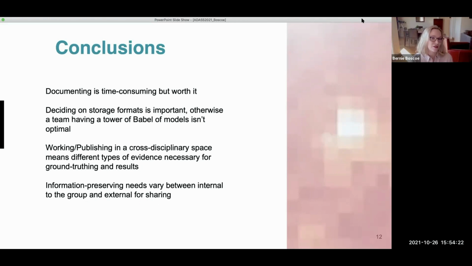Working and publishing in these cross-disciplinary spaces means accruing these different types of evidence that are necessary for ground truthing and results. And what does that look like for your team? And then, as I pointed out, these information preserving needs vary between what you need to save for yourself, for your team, and then what you're going to share with the outside world.